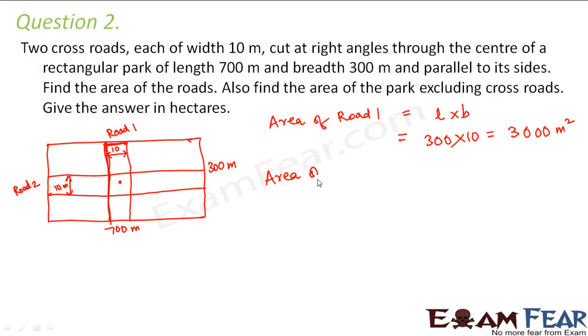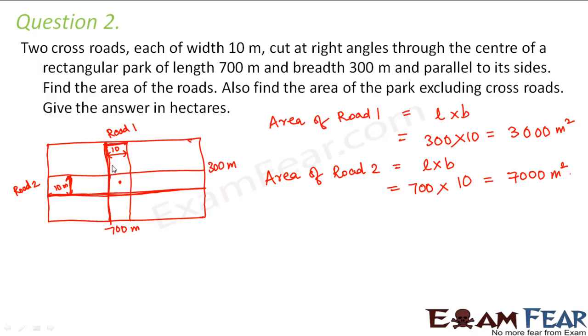Now in a similar way, let us find out the area of road 2. So that would also be length into breadth. Now for road 2, this is the length. So how much is this value? This length is nothing but 700 meters. So this is 700 and the breadth is this much, which is 10 again. So this would be 7000 meters square.